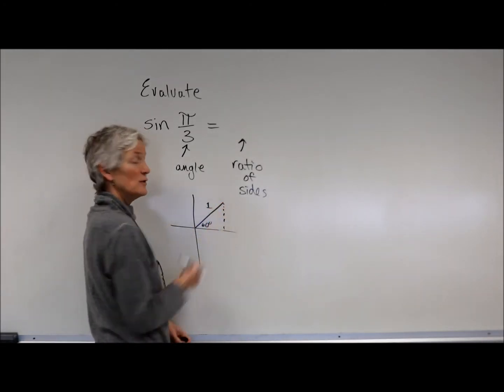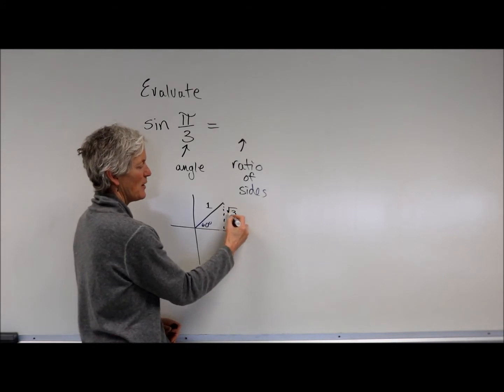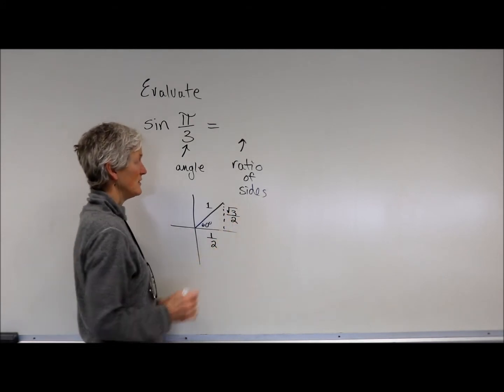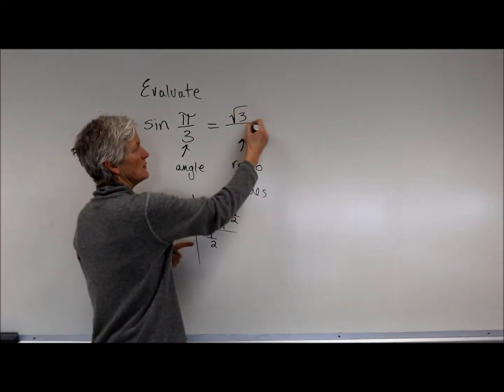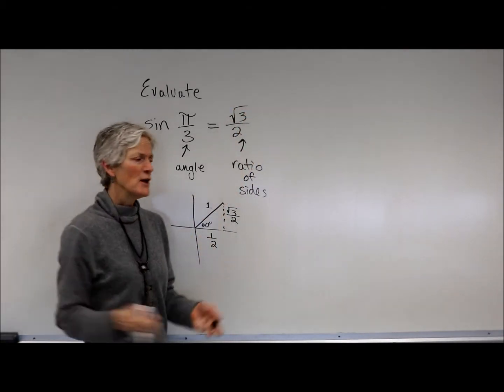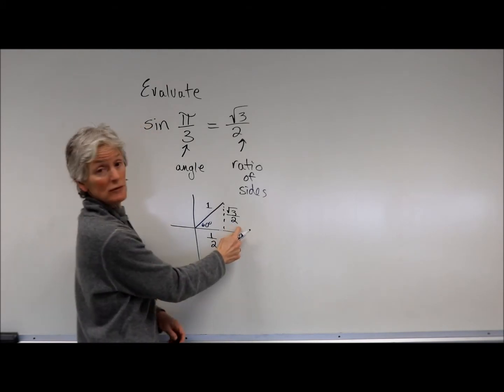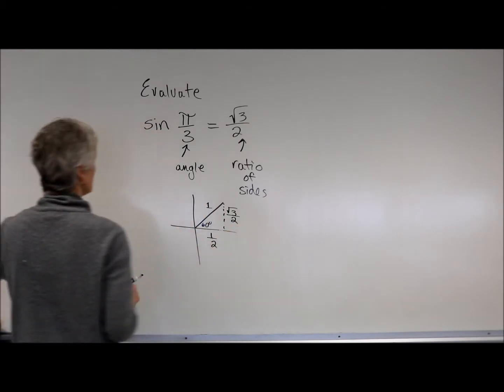If you're thinking of your unit circle, we should by now be familiar with these ratios and say, oh, the sine is square root of 3 over 2. The y value. Exactly right, when we're in a unit circle.